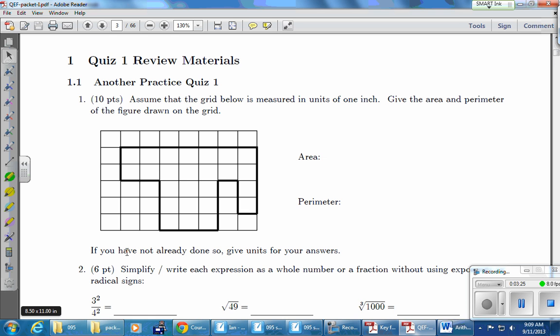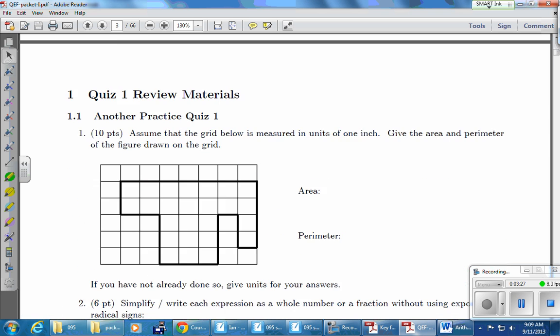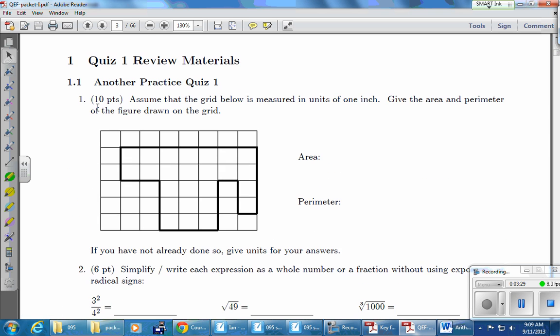And then if we go to page, what is this, page 2? I think that's page 2. It says quiz 1 review materials. You will find another practice quiz. There's kind of a funny word in there. What's the funny word in there?